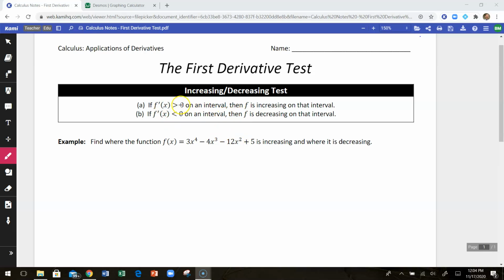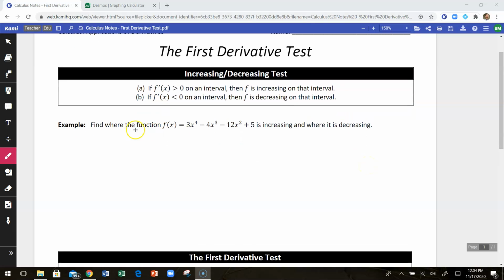where that derivative is positive, if it's bigger than 0, the actual function itself is increasing over that interval. If the derivative is negative, then the function is decreasing on that interval. So to figure out where a function is increasing and decreasing, I'm going to simply take the derivative and find where it's positive and where it's negative. Okay.